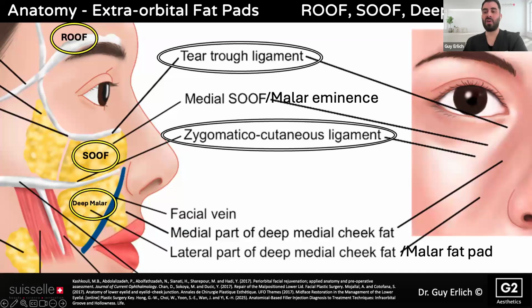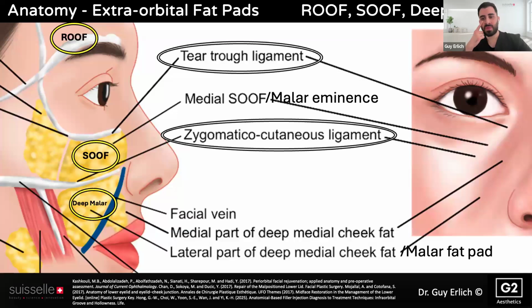So again, if I want to inject correctly the SOOF for atrophy of the SOOF, for hollowness, for shallow location, then I will inject the SOOF deep beneath the tear trough or the orbicularis retaining ligament and above the zygomatic cutaneous ligament. Some tips that will help me to achieve that is first to have the right location of insertion of the cannula, and second resistance, and we will see it later.